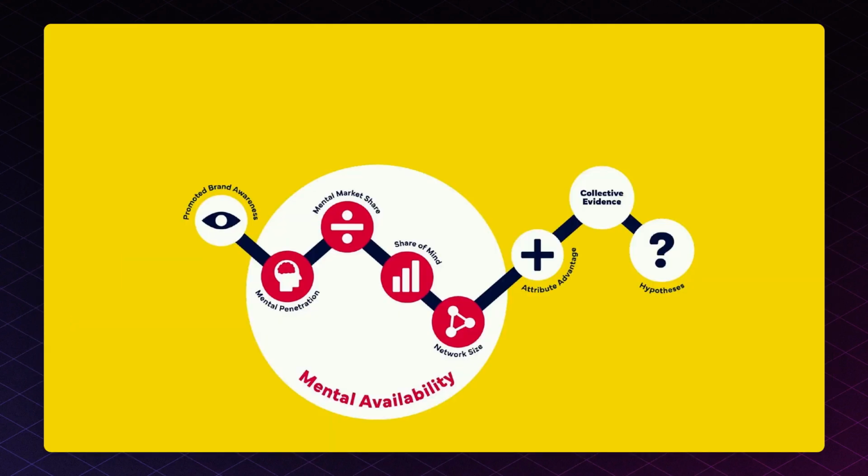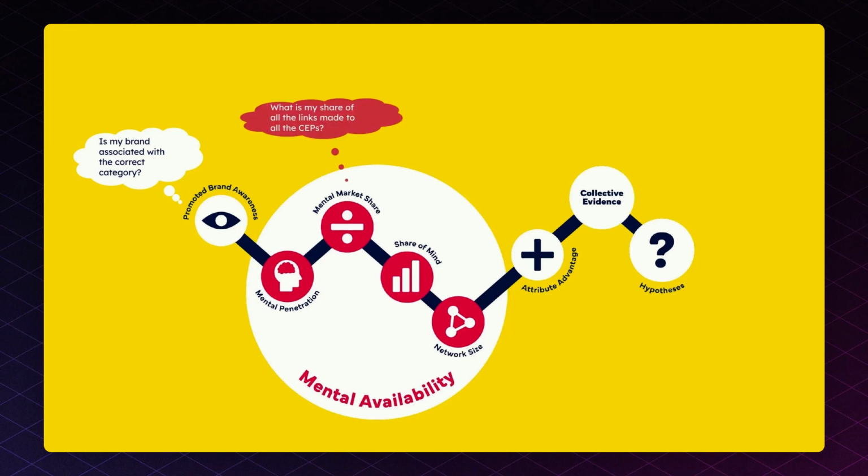So let's have a look at the mental availability metrics in a little bit more detail. You'll see them here embedded in part of our process. Now we start with prompted brand awareness before we get to mental availability metrics. And that's because we want to know, is my brand associated with the correct category?